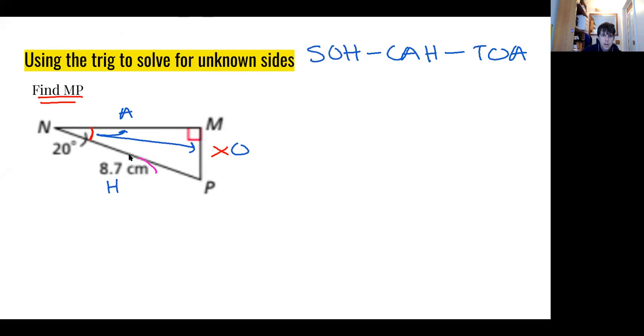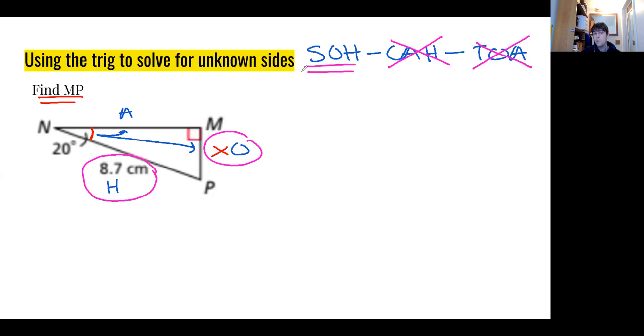The side that I know is my hypotenuse, and the side that I want to know is my opposite. So opposite and hypotenuse are what we want. That tells us to use sine. Neither of these other ones include both of those sides, right? This one is missing opposite, this one is missing hypotenuse, so it's got to be sine in this case.